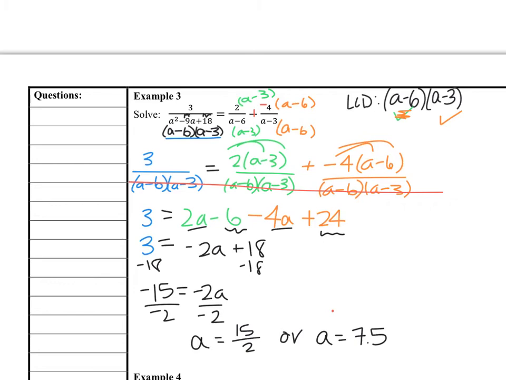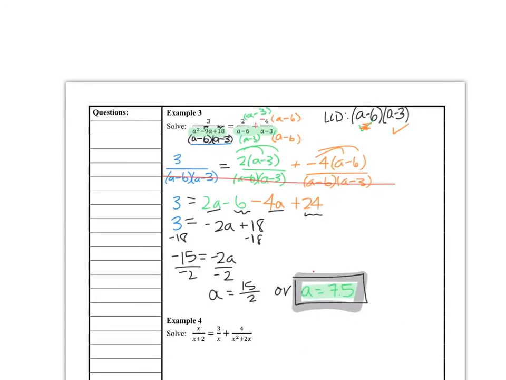Since it's a terminating decimal, I can actually use it. And then again, we have to check. So if I go back to my original denominators, here, here, and here, if I were to plug in a equals 7.5, I recognize that it's never 0, so I can actually box this in. This is my answer.